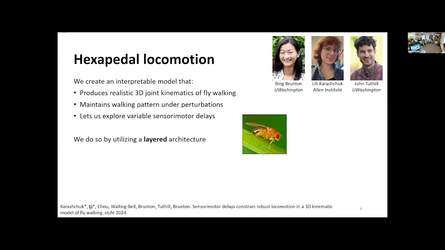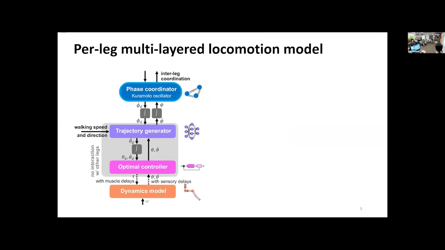So we had data from Drosophila, and we wanted to make an interpretable model that reproduces the 3D joint kinematics of the leg movements of the Drosophila, that keeps producing these patterns even if you poke the legs. And then we wanted to look at how changing sensorimotor delays in that model would change the walking. And we did that using a layered architecture. So I'll just briefly mention what's going on here. So at the very, very bottom, we have a dynamics model.